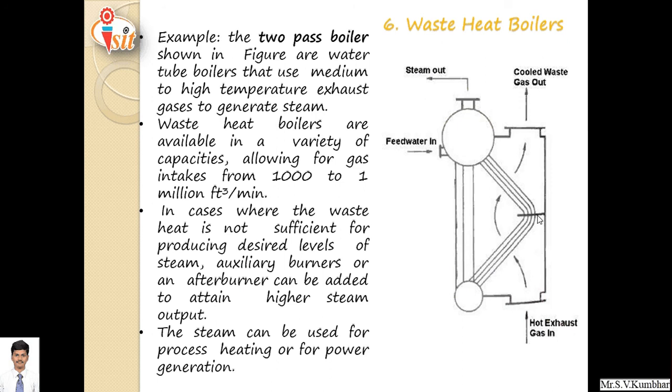per minute. In cases where the waste heat is not sufficient for producing the desired level of steam, auxiliary burners or afterburners can be added to attain higher steam. The steam produced in a waste heat boiler can be used for power generation.